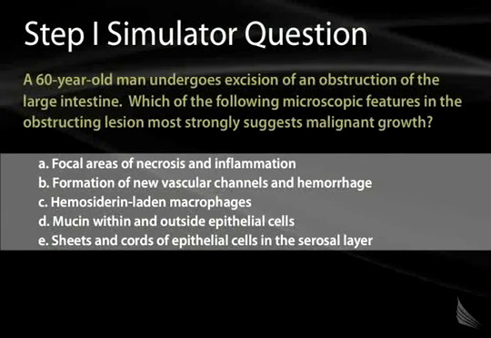Sheets and cords of epithelial cells in the serosal layer would suggest abnormalities in the architecture of the cells, and this would suggest malignant growth.